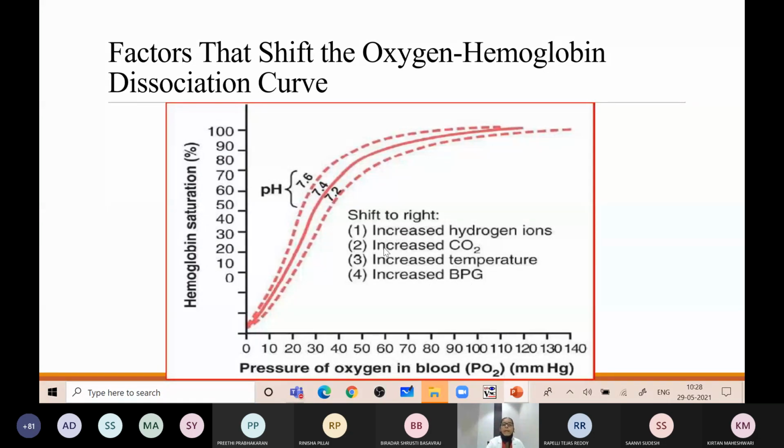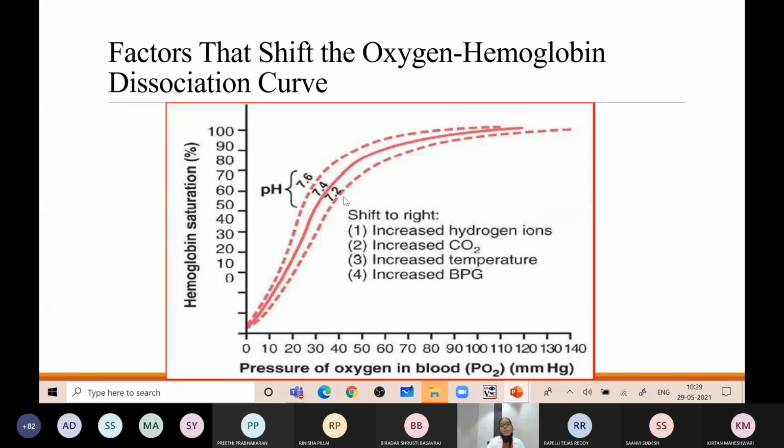So a shift to the right occurs in these conditions. How to remember these? You can imagine during exercise. During exercise, the temperature of the body increases, increased carbon dioxide production occurs because of the increased metabolism, increased 2,3 DPG occurs and pH will be reduced. So remember it in that way. During exercise, all these changes occur that cause the shift of the oxyhemoglobin curve to the right.